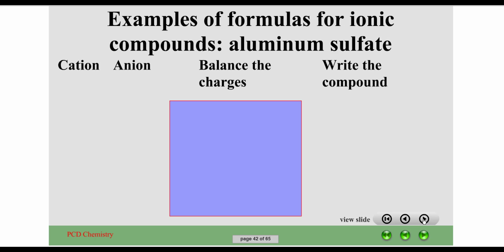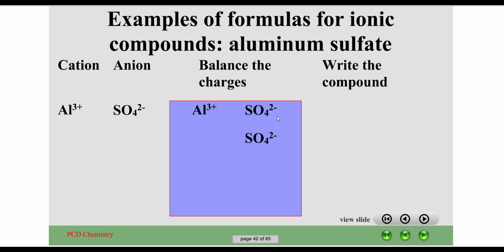Let's try aluminum sulfate. Aluminum has a +3 charge, if you look that up on that periodic table. Sulfate we just had was a -2 charge. Let's put that in the box and say, well, how can we get these charges to balance? Right now I can see I have 3 pluses and 2 minuses. That's not balanced, so I need another sulfate.